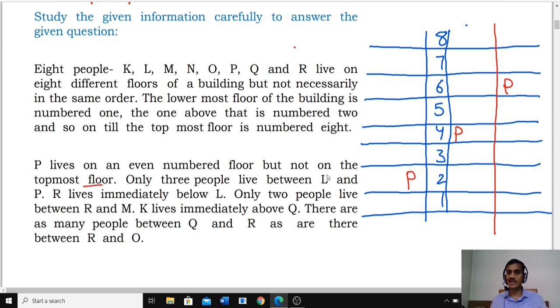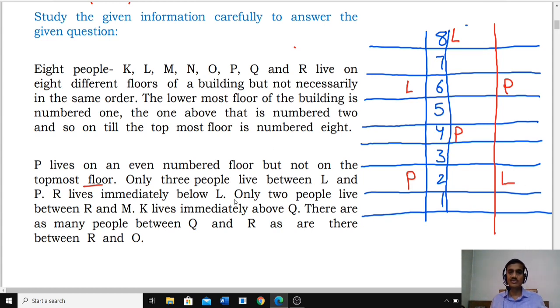Only 3 people live between L and P. There are 3 members between P and L. Here P is there, so 1, 2, 3, L will be here in the first case. In the second case, with 3 members between L and P, L must be here. And in the third case, 1, 2, 3, L must be here. So there are 3 different possibilities.